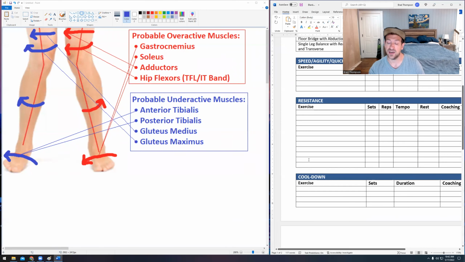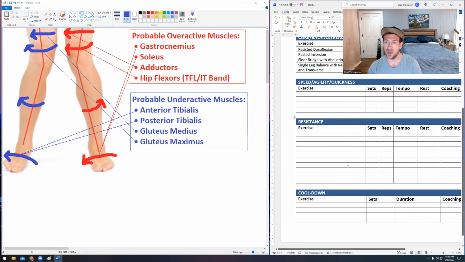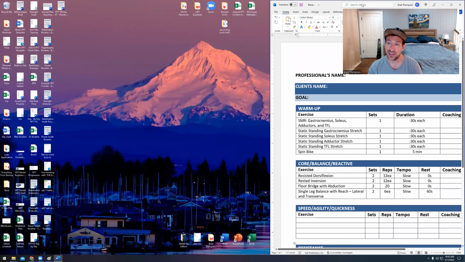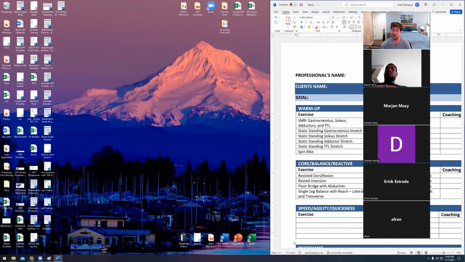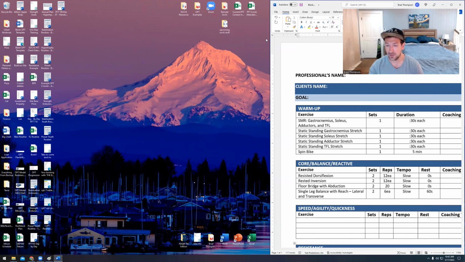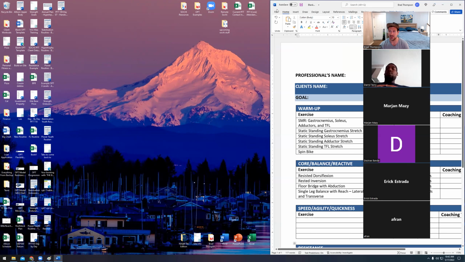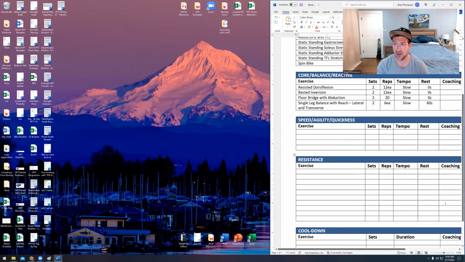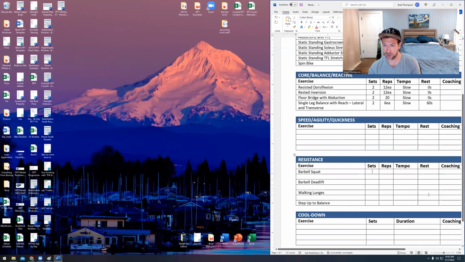And then I would write, now that I've addressed my client's overactive muscles, I got the right stuff turned on, I got the right stuff turned off. Now I can just write a standard workout. Let's say I'm training Daryl, right? And he's like, it's leg day. I want to get better at barbell squats. I want to get better at deadlifts. Great. Here's my resisted dorsiflexion, right? Barbell squat, barbell deadlift. Let's put some lunges in there, walking lunges, right? Let's put one last little extra. We'll go step up to balance, right? There we go. Now I can write a regular old standard workout. Maybe it's like 4 sets, 8 reps.